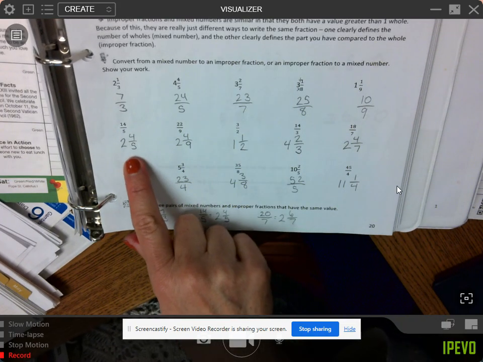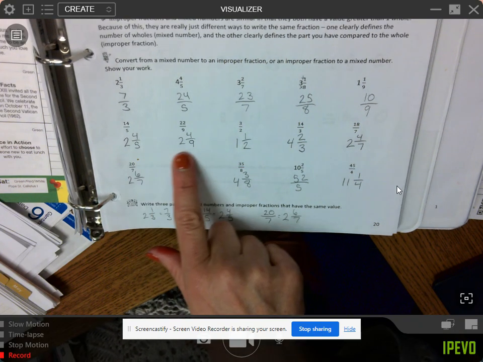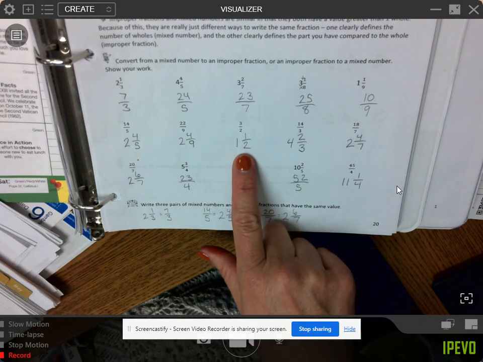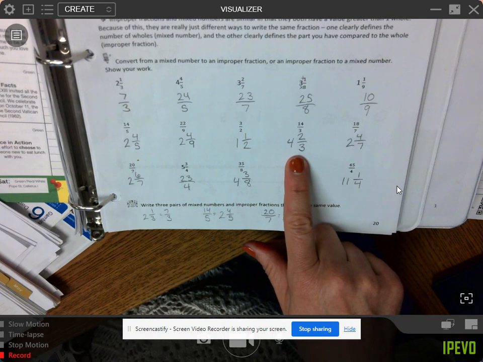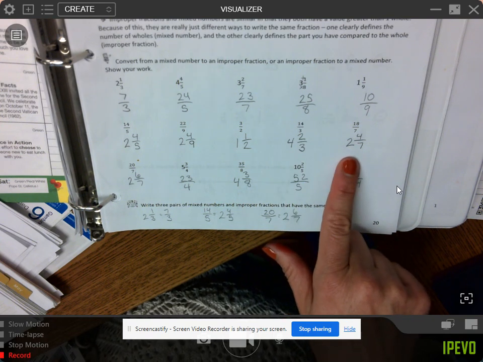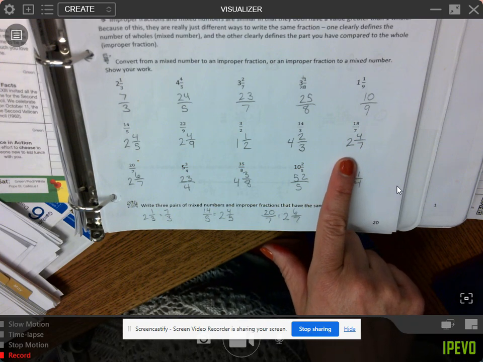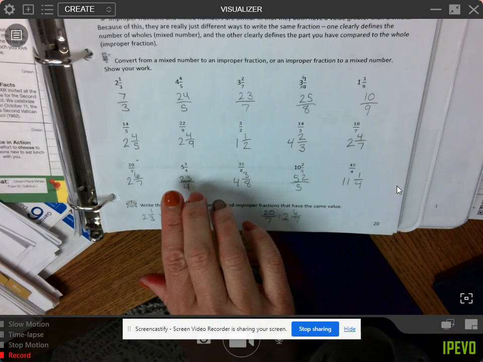Okay. Middle row, 14/5 becomes 2 4/5. 22/9 becomes 2 4/9. 3/2 becomes 1 1/2. 14/3 becomes 4 2/3. 18/7 becomes 2 4/7. Any questions on how I got those mixed numbers? Callie.